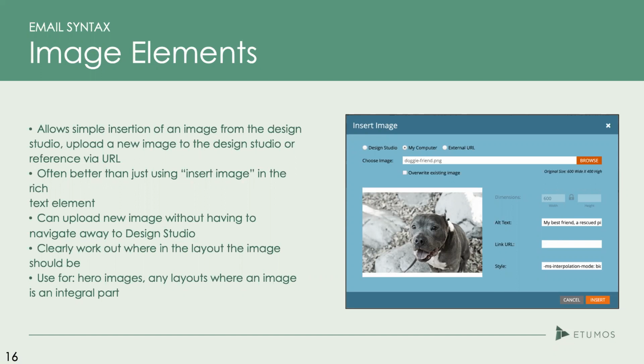Also, you can more clearly work out where in the layout the image should be if you have an image element. In the rich text editor, the image's placement could be fluid and even accidentally moved. Image elements are used for hero images or any other areas in a layout where an image is an integral part.